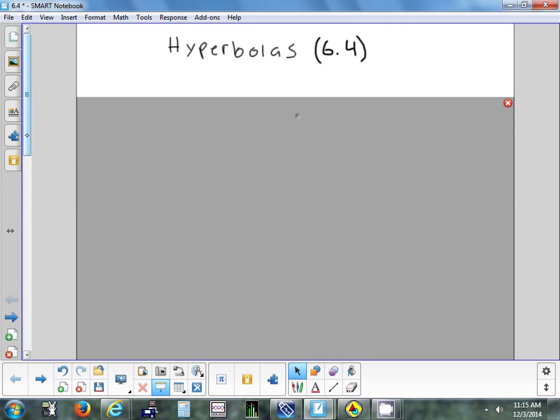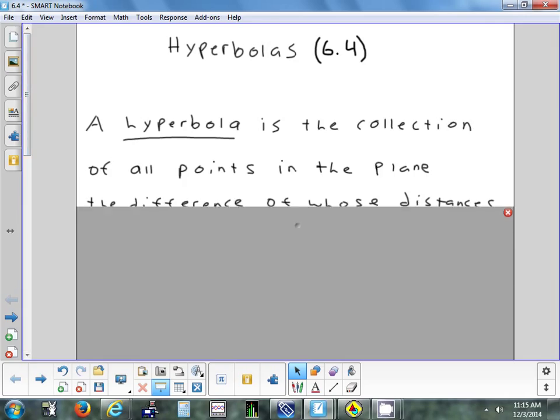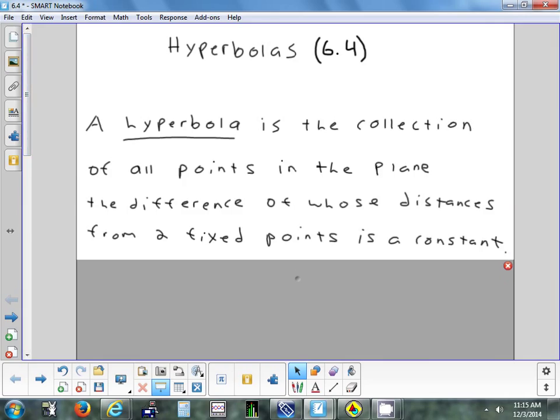All right, so we're going to finish up our last conic section, which is hyperbolas, and that's 6-4. Start off with the definition. Okay, it says a hyperbola is a collection of points in the plane. So again, this is a flat shape. It's not 3D.